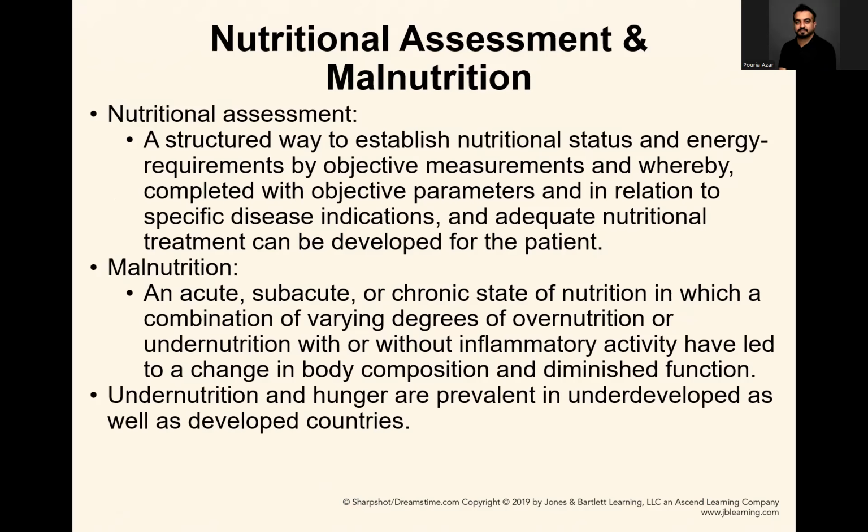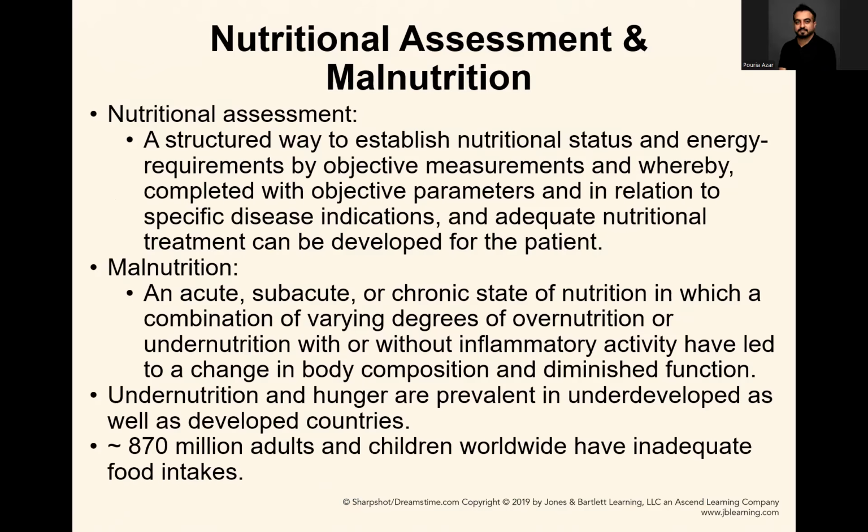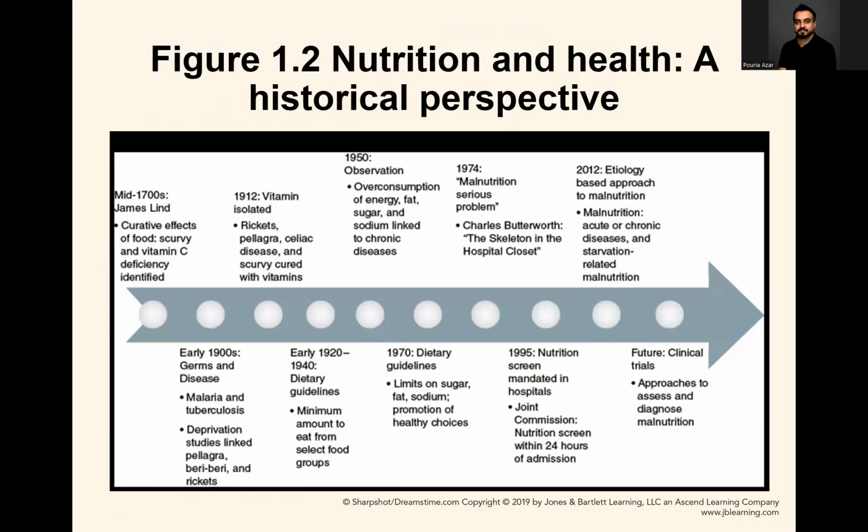And as I said, malnutrition, either undernutrition or overnutrition, is prevalent in underdeveloped as well as developed countries like the United States. Approximately 870 million adults and children globally have inadequate food intakes. Again, these are very high rates, unfortunately.